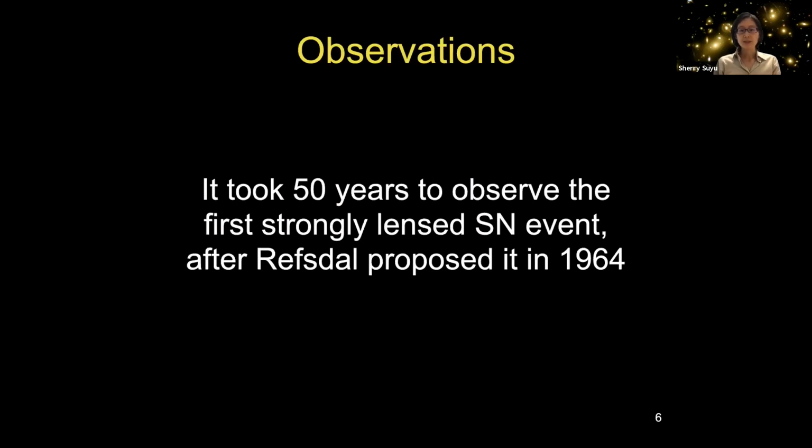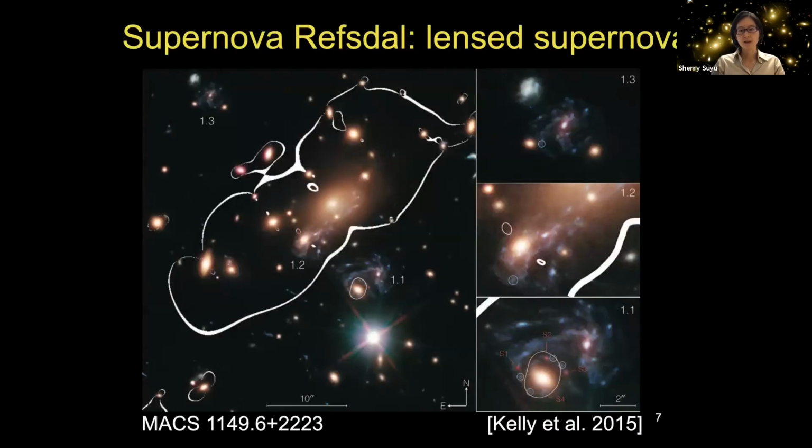Observationally, it took 50 years to observe the very first lens supernova event after Refsdal first envisioned this phenomenon in 1964. So in 2014, Pat Kelly and collaborators discovered the first lens supernova with spatially resolved multiple images, from Hubble Space Telescope imaging campaigns, the Hubble Frontier Fields and the GLASS survey. And this supernova was named Supernova Refsdal in honor of Refsdal.